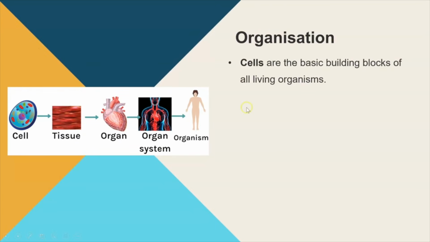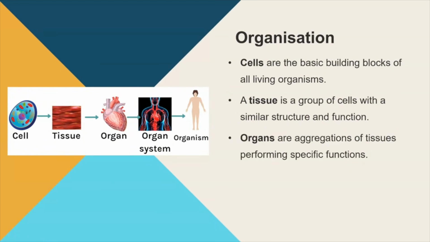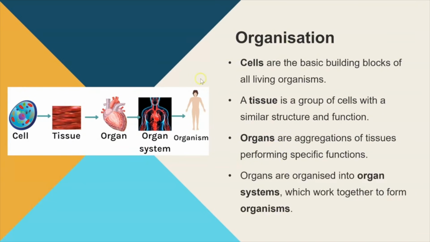So cells are the basic building blocks of all living organisms. Then the next largest thing is a tissue, and that's a group of cells with a similar structure and function. Tissues then will all work together to make an organ. So organs are aggregations or groups of tissues performing a specific function. Organs are then organised into organ systems. So we can see in this diagram the circulatory system, which is made up of the heart and then arteries, veins, capillaries. And lastly, the entire organism is made up of lots of organ systems. So that's what we mean by organisation.